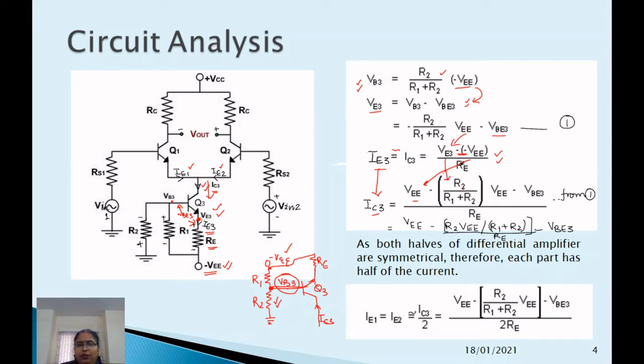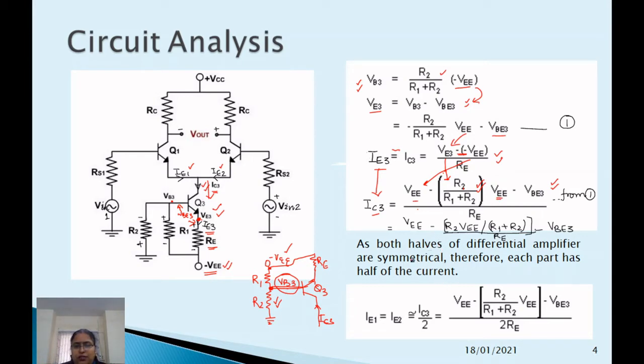Because what we are doing, we are just putting the values. So it is minus VB3. So this is equal to VEE. Solving this, either we can solve it or we can keep it as it is. Otherwise it is R2 into VEE upon R1 plus R2 upon RE minus VB3. We have just solved it, we have opened this bracket with this VEE, right?